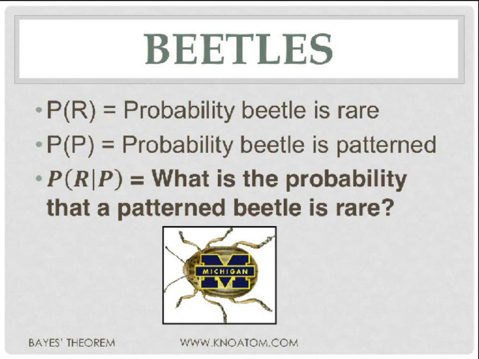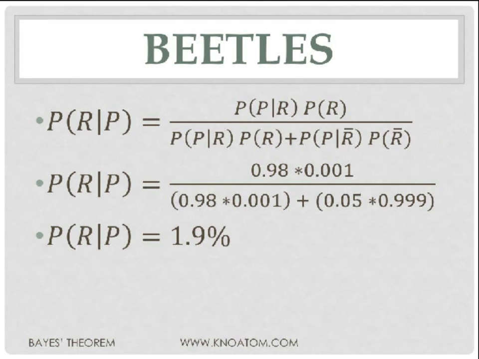Given that P of R is the probability that a beetle is rare and P of P is the probability that a beetle is patterned, what is the probability of R given P? Let's say that we find a beetle that is patterned. What is the probability that this patterned beetle is rare? Again, we write out the probability using Bayes' theorem. We then plug in the values that we are given in the explanation slides.